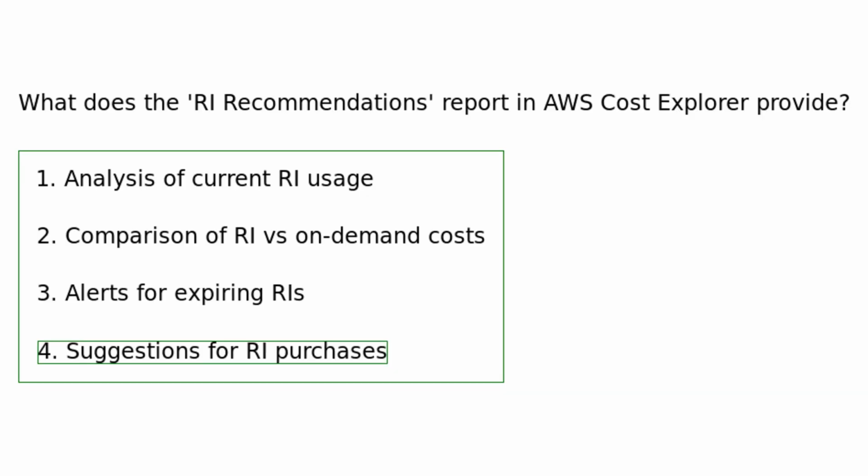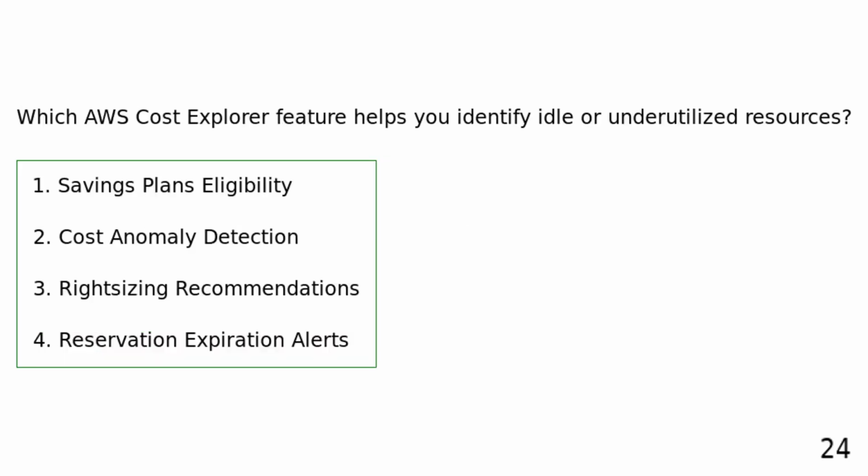The RI Recommendations report in AWS Cost Explorer analyzes your usage patterns and suggests optimal reserved instance purchases to maximize cost savings. Which AWS Cost Explorer feature helps you identify idle or underutilized resources?